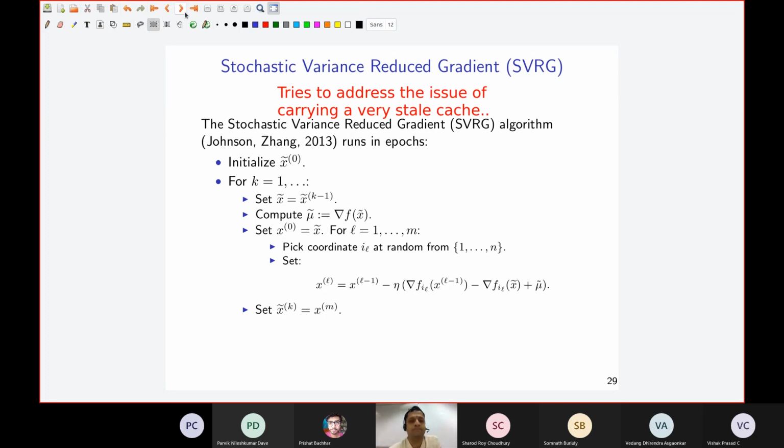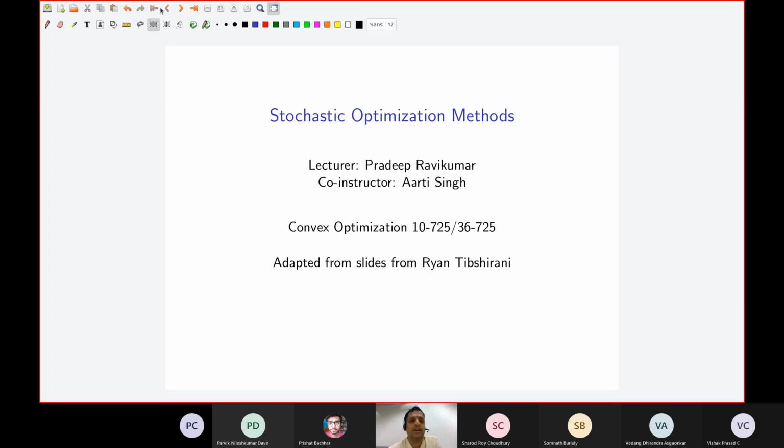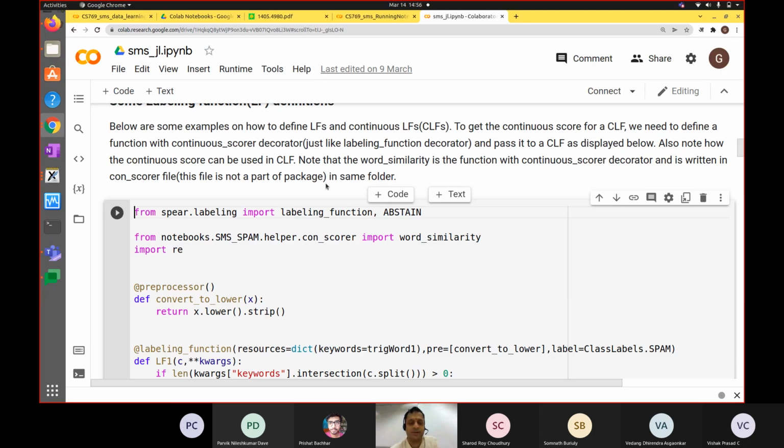Okay, so I'll refer you to these slides on stochastic optimization methods. They talk about these three methods: the first one, which I talked about already, and two improvisations. Actually, these slides are themselves adapted from Ryan Tibshirani, so there's a legacy of how these slides have been built. I just refer you to those slides.